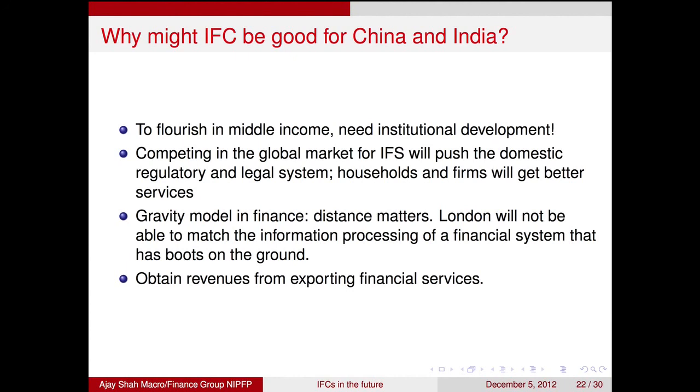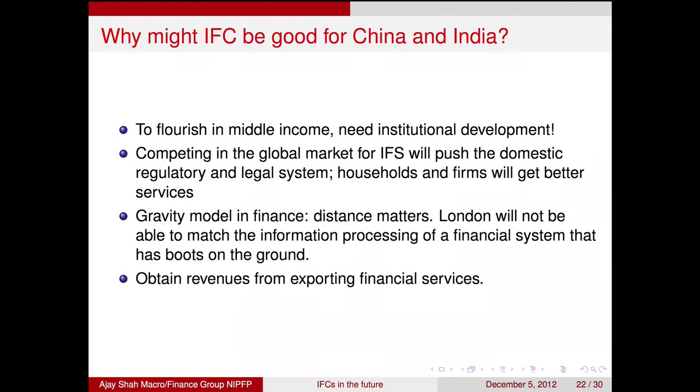The third point I want to make is that despite whatever we may think about the death of distance, there is a gravity model in finance. My intuition is that if you are a $1 billion company in India, you will be pretty well served by London. You would be fine with equity and debt capital raised in London. But if you are a $100 million company in India, if you are a $10 million company in India, you really need Bombay. A good sophisticated financial system in Bombay is essential for serving the financing needs of a $10 million company, of a $1 million company, of a $100 million company. A financial system with boots on the ground in Bombay will do better information processing for anything less than $1 billion in a company in India. So, if India wants to thrive as an economy, we must host a financial system in India.